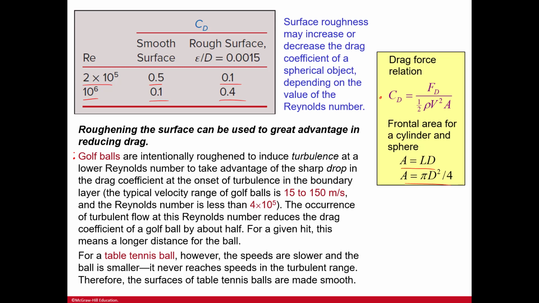For table tennis, however, the speeds are much slower, much less force is put on that, and the ball is smaller, never reaches speeds in the turbulent range, and therefore the surfaces of table tennis balls are made smooth. They don't have those divots.